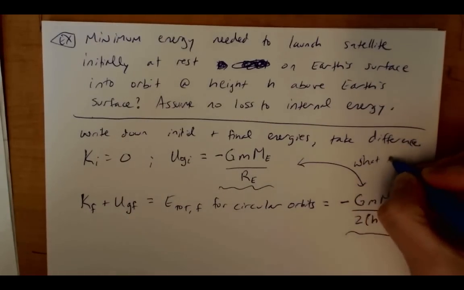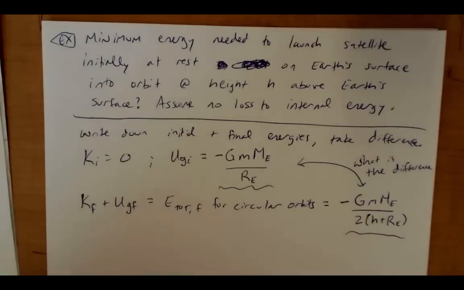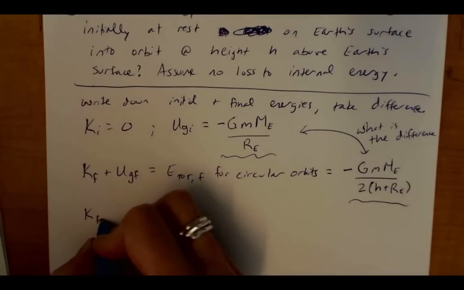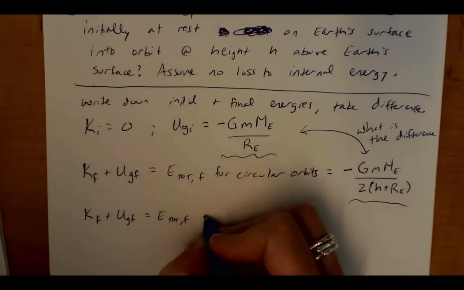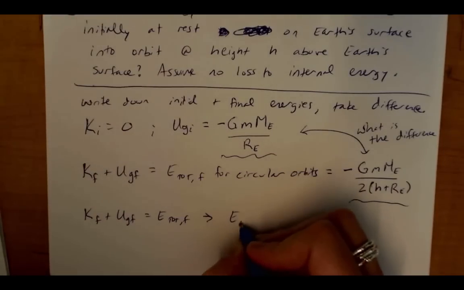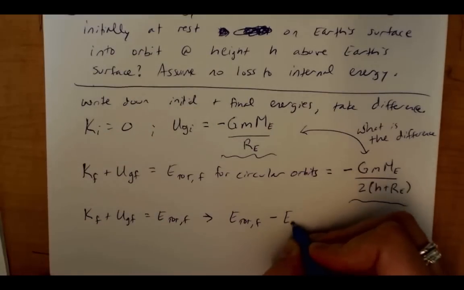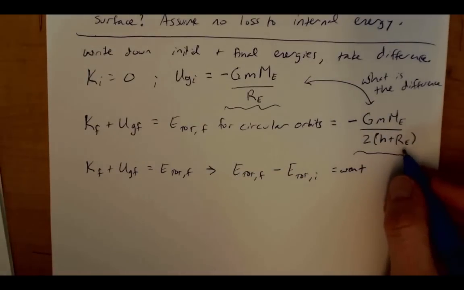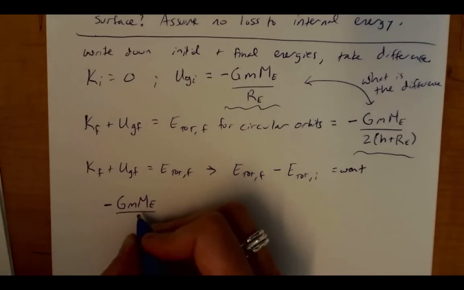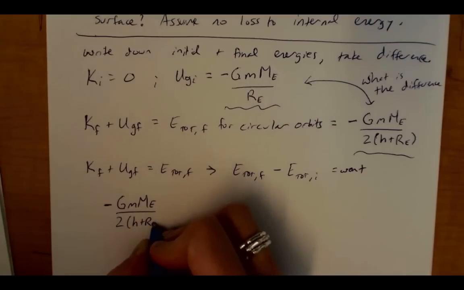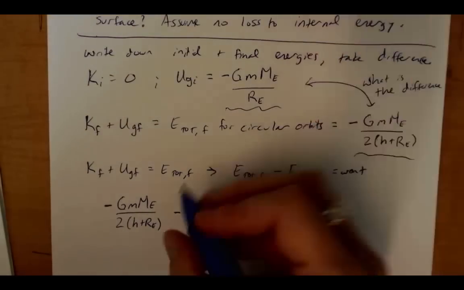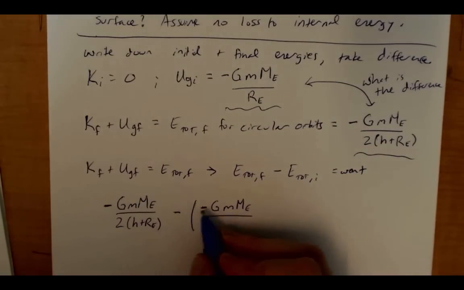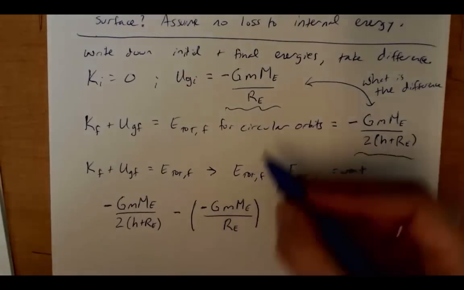and we want to find the difference between them. So basically, what we want is equal to K final plus U_G final, which is equal to E total final. And then we want E total final minus the E total initial. And so we can then say that this is going to be equal to negative G times the mass of the Earth times little m over 2 times h plus R_E, so I'm just writing down the final total energy, and then minus the initial total energy. And when you work with these problems, you're going to have to be very careful of your negative signs, because there's a lot of them floating around, and a lot of times you have a minus, a negative. So just be extremely careful. So minus your initial energy.